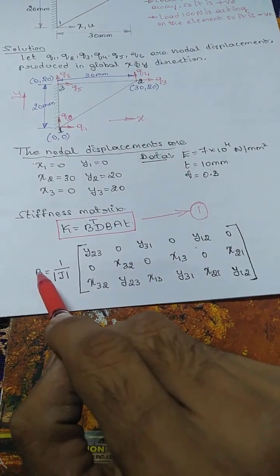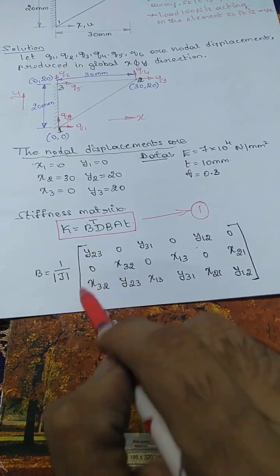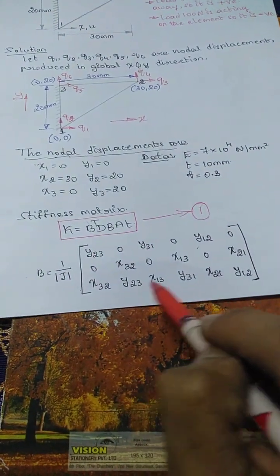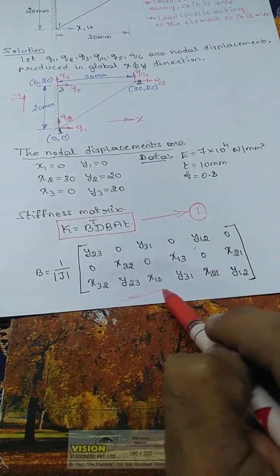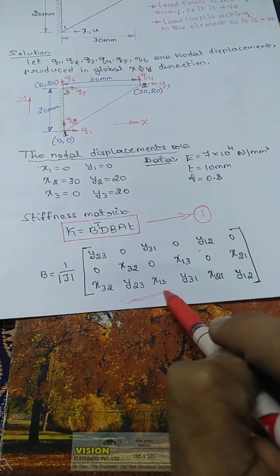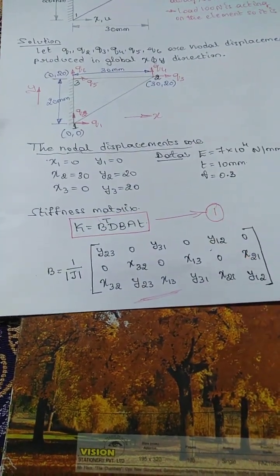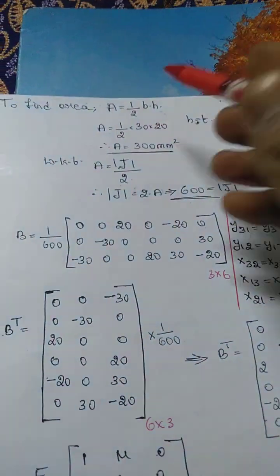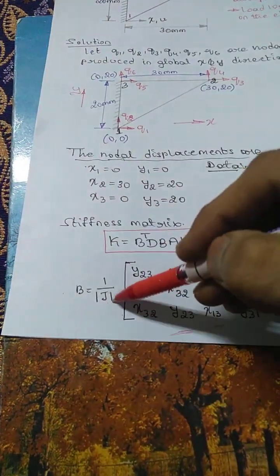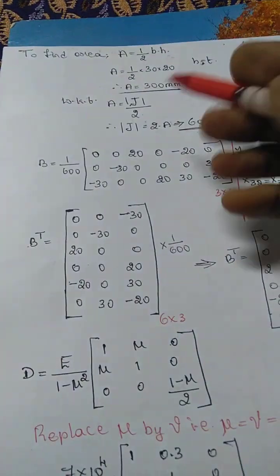So the equation for the B matrix is B equal to 1 by J times this matrix. This is the theoretical part. Remember this equation. If they only ask to calculate the B matrix, then up to here you have to calculate, and that will be for fewer marks. If they ask for further calculation, you have to proceed. To calculate this B matrix, we have to find the J value first, and for that we need the area.